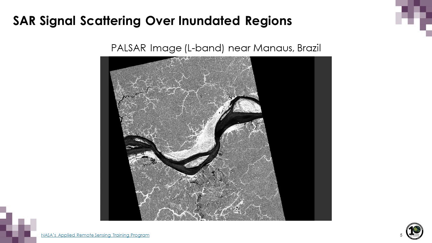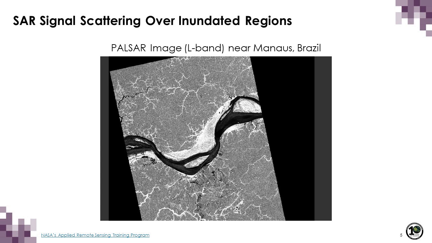The river running through the middle is dark because open water is a smooth surface and it causes specular scattering. All of the very bright white areas are caused by double bounce, and those areas are flooded vegetation. The striking part about this image is that in some areas you cannot see specular scattering.